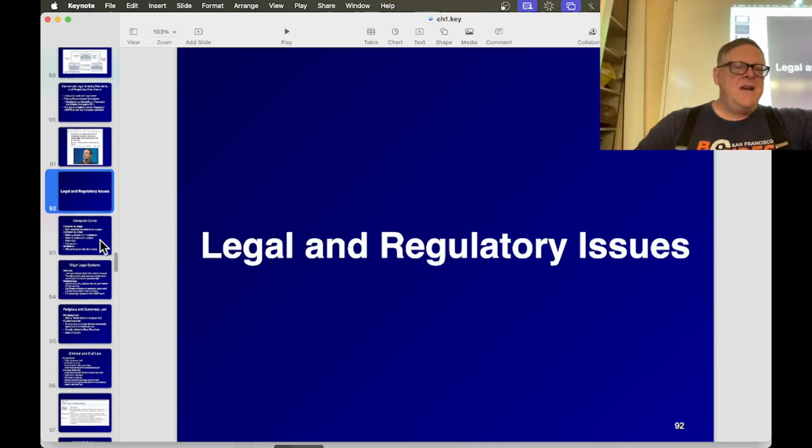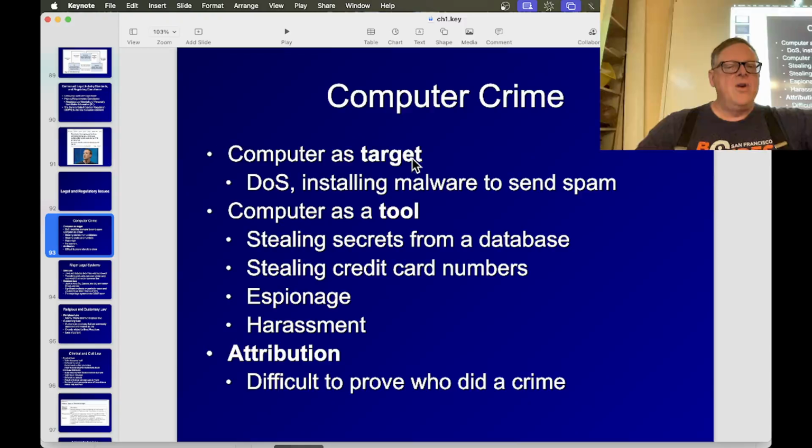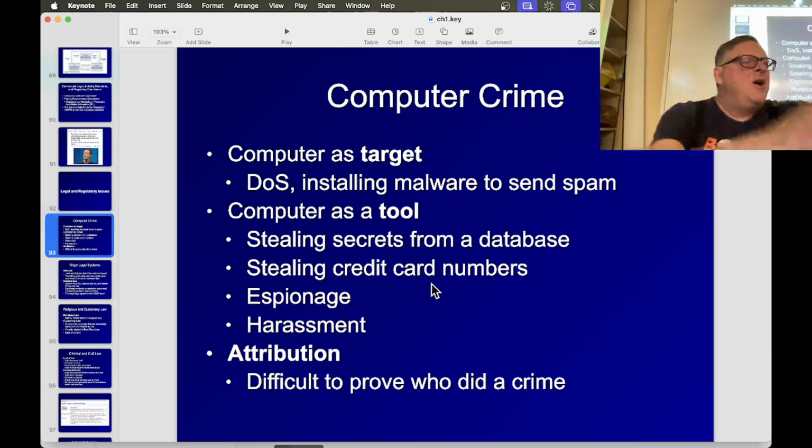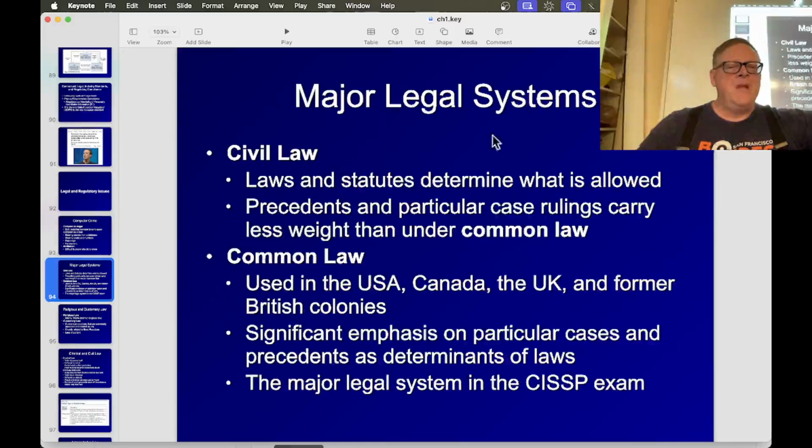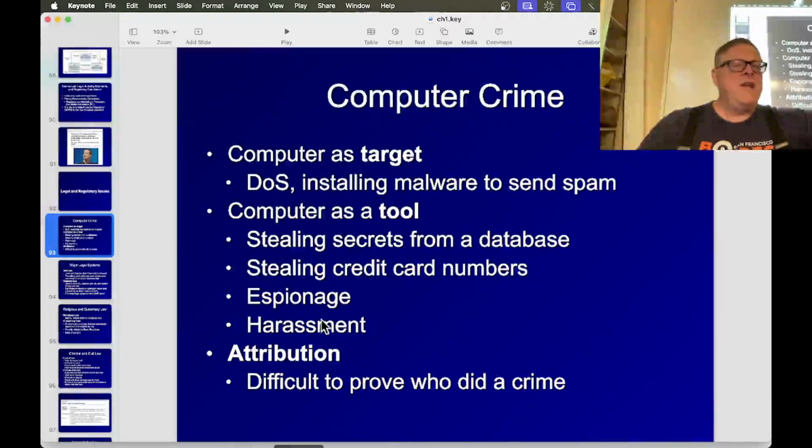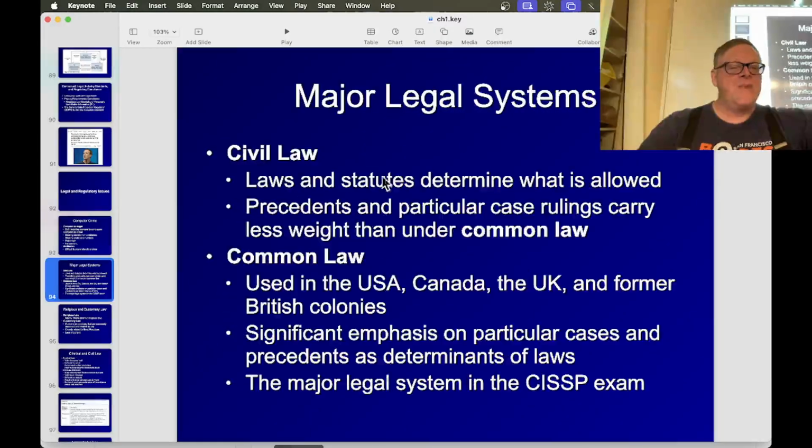Yeah. And so your computer could be a target, or it could be used as a tool to steal data. And in general, one problem with computer crime is because of the internet, the attack could come from anywhere, and it's very hard to decide who attacked you. Even if the attack appears to be coming from America, it might be somebody outside America controlling that server. They call that attribution, and that's very difficult to say who actually did it.